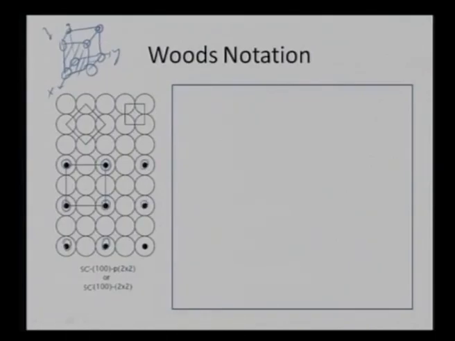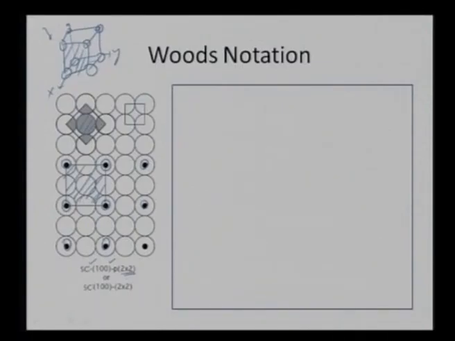This can be defined using the Woods notation. In this case we take this as the unit cell, or we can take this entity as the unit cell for the adsorbate. The grayish portion is what we require for defining the unit cell for the substrate. But for defining the orientation of the adsorbate, we have to take a bigger unit cell, and from that we can see it is defined by a simple cubic structure with a 100 surface, and is a primitive lattice which is 2 by 2 of the original lattice length.